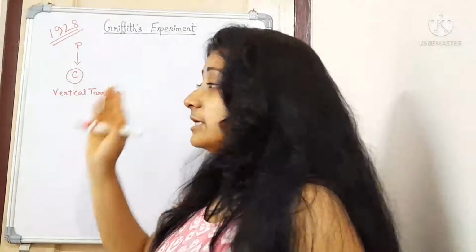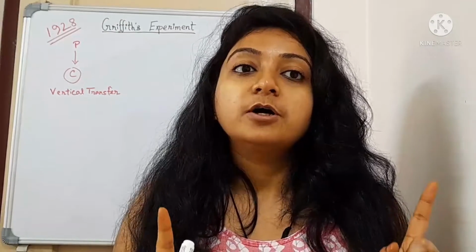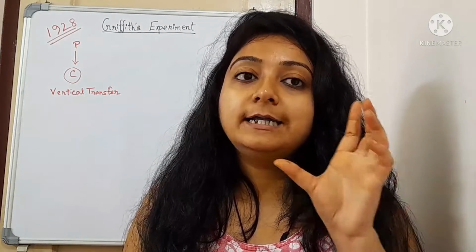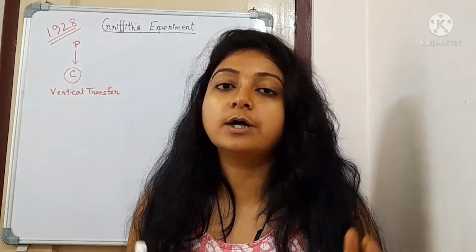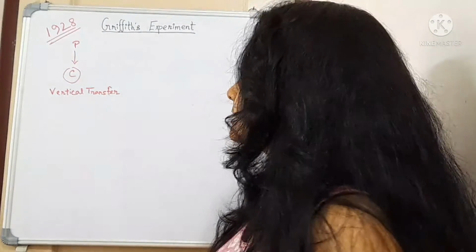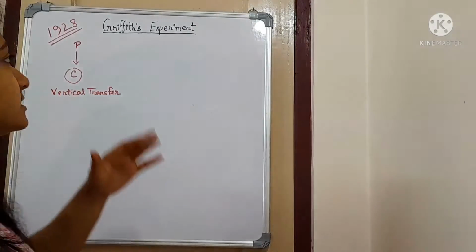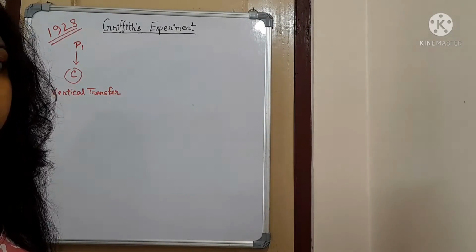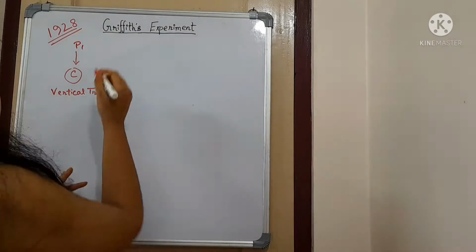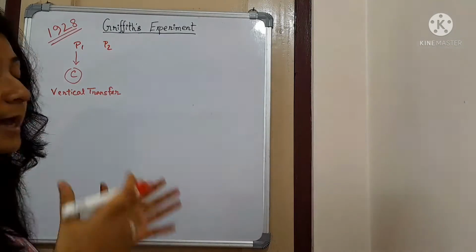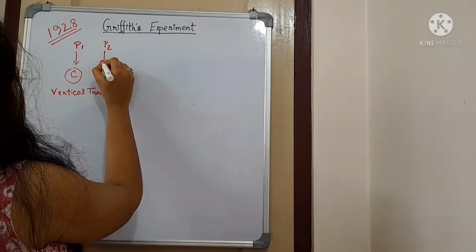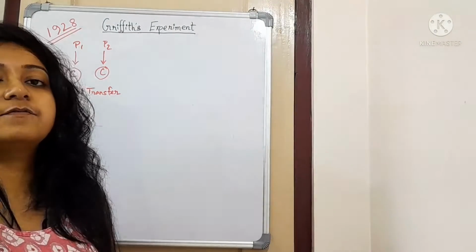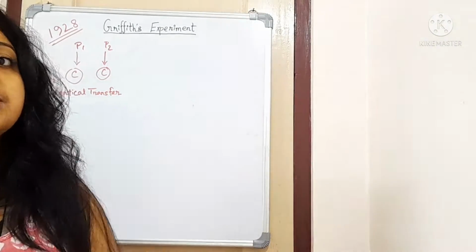But from Frederick Griffith's experiment, another type of gene transfer, or DNA transfer mechanism, became clear. What is that type of transfer? Let us see that this is also possible. Say, for example, this is parent 1, from which the genetic information is carried to its child. And this is another parent, parent 2, and from here to its child, once again through vertical transfer, the characteristic features go from one generation to the next.